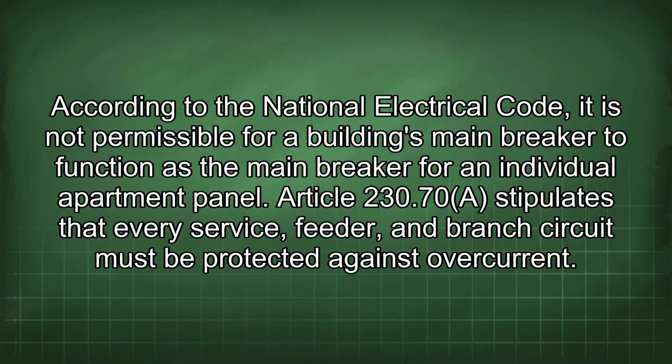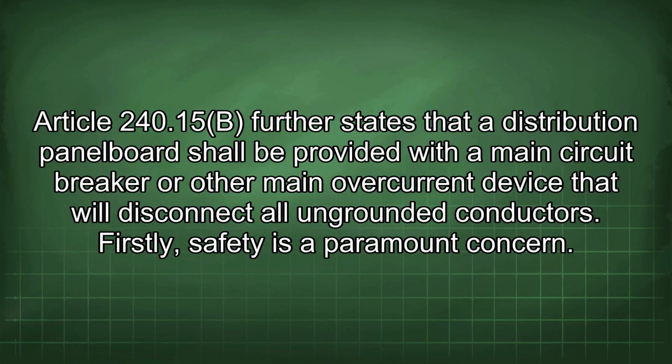According to the National Electrical Code, it is not permissible for a building's main breaker to function as the main breaker for an individual apartment panel. Article 230.70 stipulates that every service, feeder, and branch circuit must be protected against overcurrent. Article 240.15b further states that a distribution panel board shall be provided with a main circuit breaker or other main overcurrent device that will disconnect all ungrounded conductors.